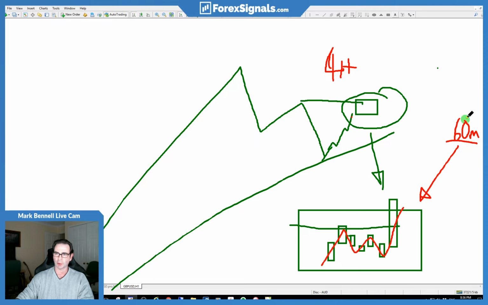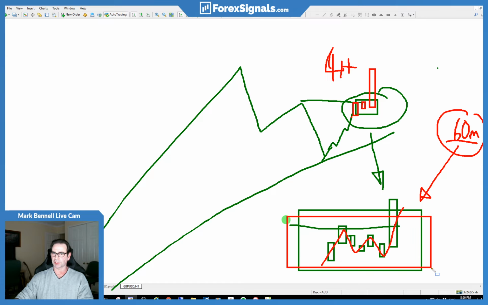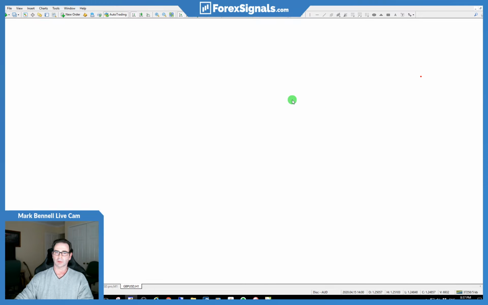So now imagine what this looks like on the 4 hour. So the 4 hour is probably going to look like this, isn't it? One stall bar and through, isn't it? So take note of what you're seeing at that point.